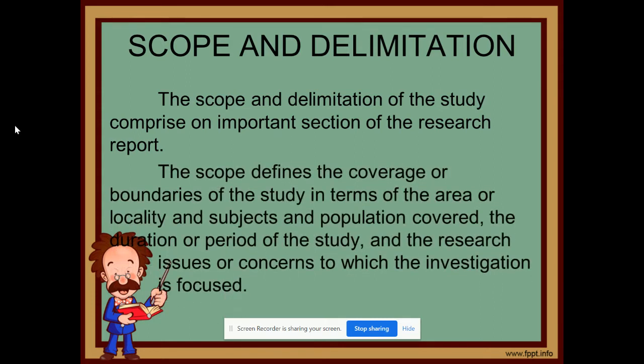And the limitation refers to the limit of your study. In other words, to sum it up, the scope defines the coverage or boundaries of the study in terms of the area or locality, subjects, and population covered, the location or period of the study, and the research issues or concerns to which the investigation is focused.